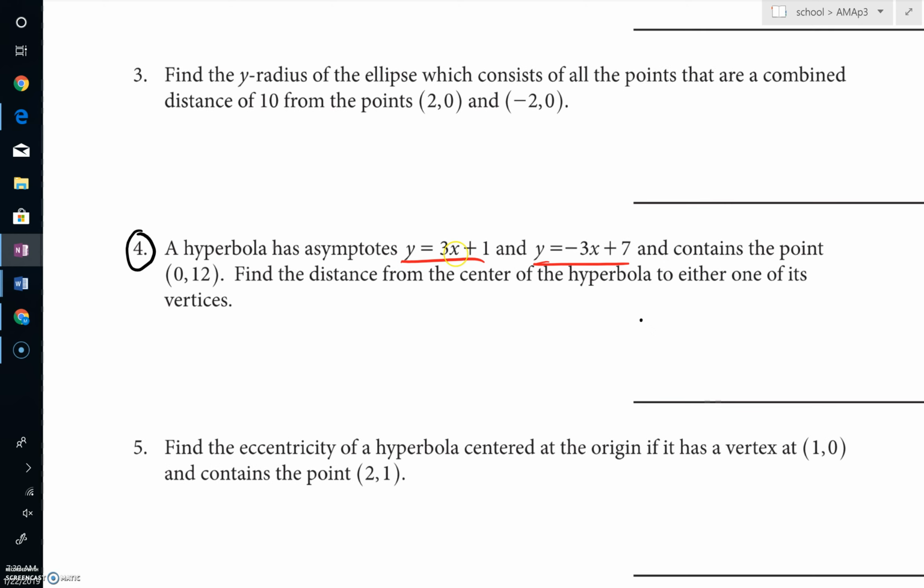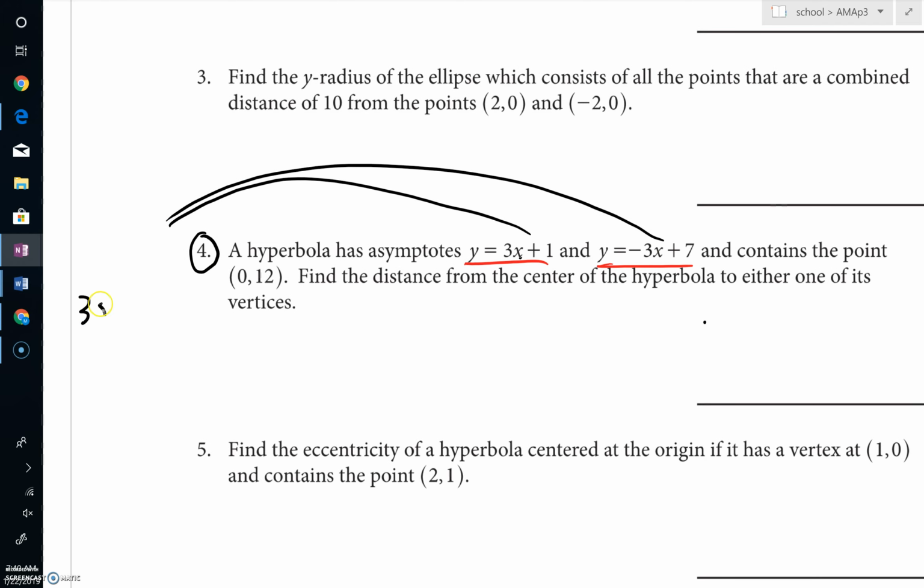Well, let's see how that's going to go. How could I find where these lines cross? Well, let's do substitution. We could very quickly set 3x plus 1 equal to negative 3x plus 7. Set those y values equal. And of course, I can add a 3x over here, simultaneously minus a 1, and I'll have 6x is equal to 6. That means x is equal to 1.